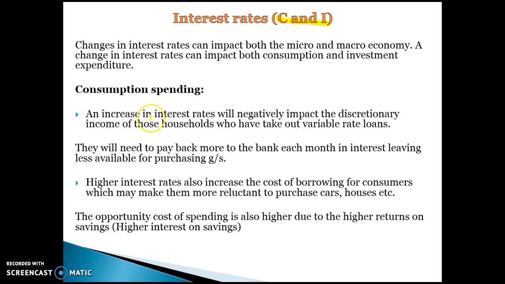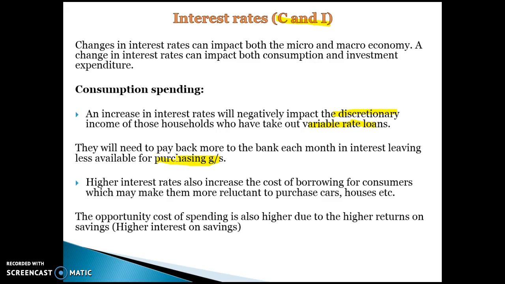First of all, with consumption spending, you're really talking about two different types of people: one, those that already have loans, and two, people that are considering taking out a loan. For those that already have a loan, it will negatively impact their discretionary income, the income they have after paying interest, if they have a variable rate loan, which is one that goes up and down in accordance with interest rates. So if you have a loan already, you're paying more interest on your loan, and therefore you have less money available to purchase goods and services. So consumption spending falls because we're spending more to pay back our loan, and therefore we have less to spend on other goods and services. That's the first reason it reduces consumption.